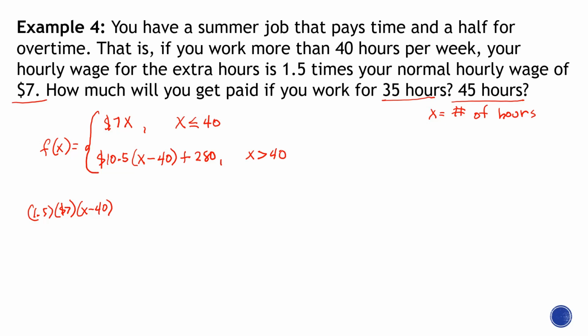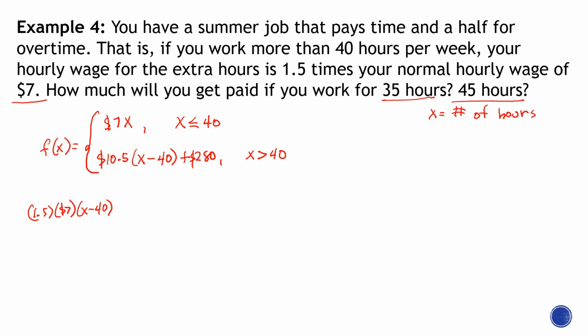Now we have the two formulas, and I know the second formula is quite complicated, but I will explain that again. This 10.5 times x minus 40 is because of 1.5 times $7. And then you got the x minus 40. Obviously, x should be greater than 40. And the reason why we have that plus $280 is we are assuming here that you already worked for 40 hours. That means you already have that money, the $280. So let's answer the question now.